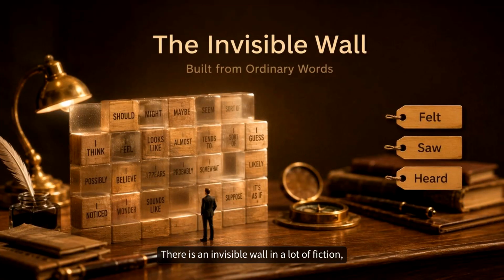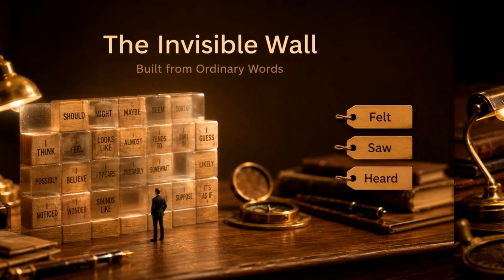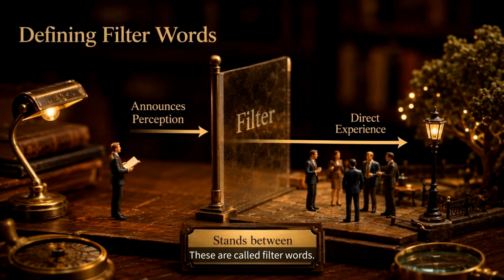There is an invisible wall in a lot of fiction, and most writers never notice they built it. It's made of small, ordinary words. Felt, saw, heard, noticed, realized, wondered, thought, watched. These are called filter words. A filter word stands between your reader and the moment, instead of delivering the moment directly. It announces that a perception happened, rather than handing the reader the experience itself.